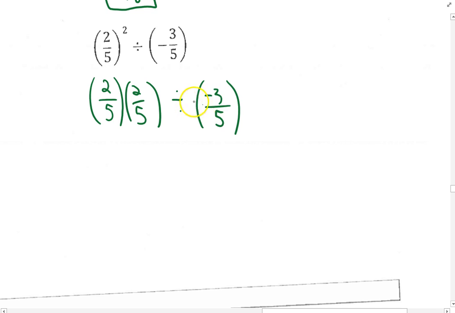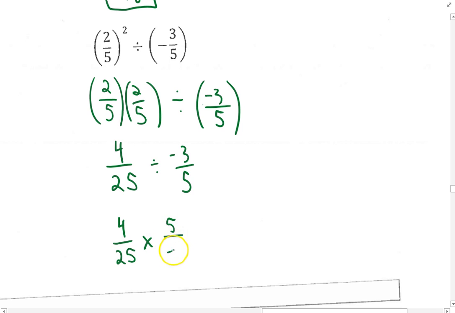Again, the negative I pull up. I find it's easiest if I work with it on the numerator. I do this multiply, I get 4 over 25 divided by -3 over 5. And you'll notice sometimes I'll drop the brackets once it simplifies a little bit, because here I don't need them. So now I have a divide. I'm going to keep the first fraction, change this to multiply, and flip the second one. So 4/25 times 5 over -3.